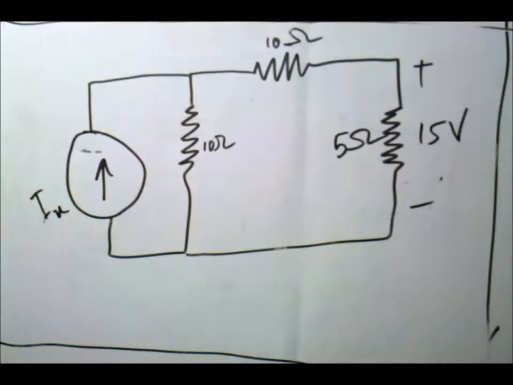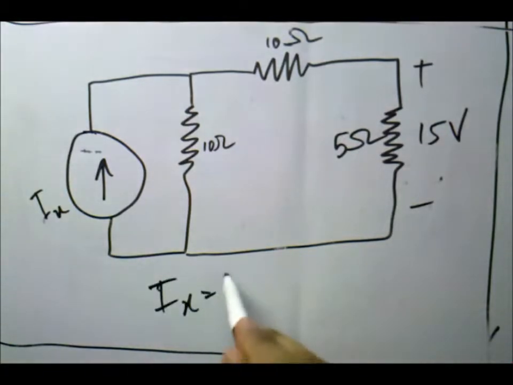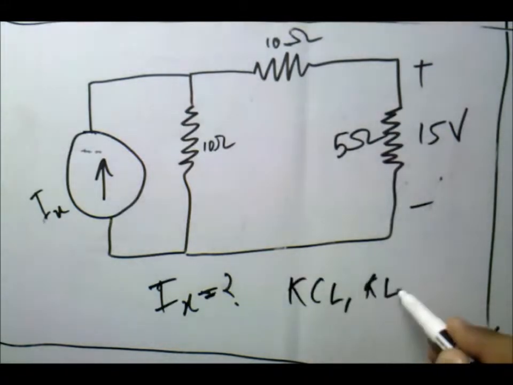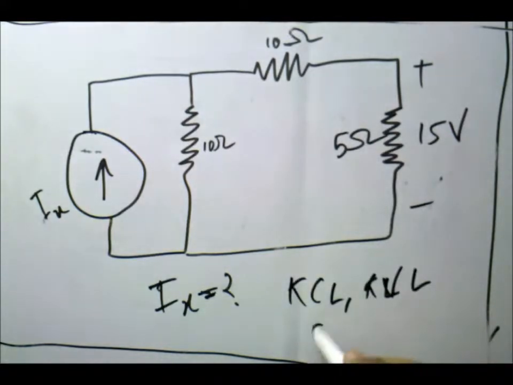So we have a circuit over here. We have a current source which supplies Ix. We need to find that. We have a 10 ohm resistor, a 10 ohm resistor, a 5 ohm resistor, across which the voltage is given to be 15 volts. So we have to find Ix, and this can be solved with basic KCL, KVL, and Ohm's law.